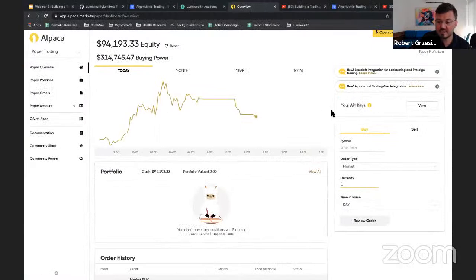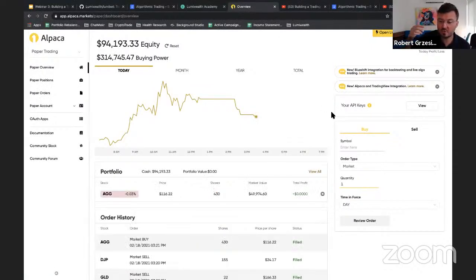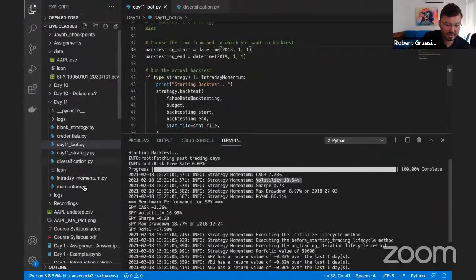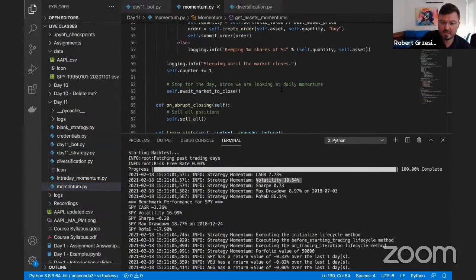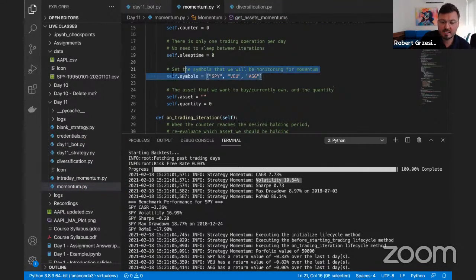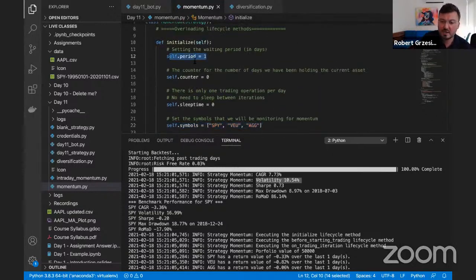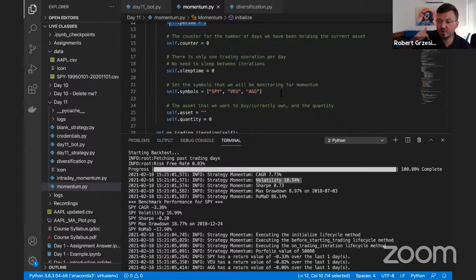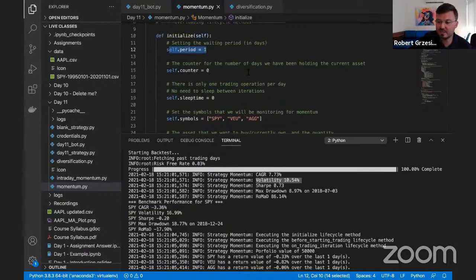And again, you could see it ran the back test and now it's actually trading. I have it set up so it runs the back test and trades, and you see here, it bought AGG for us. If you want to know a little bit about the strategy, this is something that one of my students brought up to me a while back. It's looking at these three symbols, SPY, VEU, AGG, and based on their momentum over a 1 day period, whichever one did the best the day before, it's buying that one.